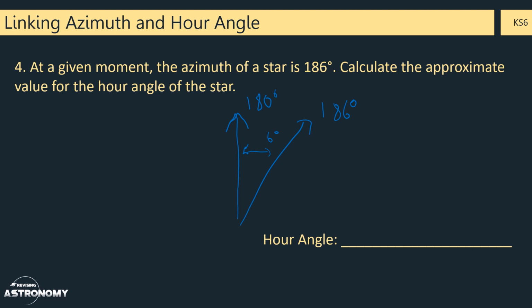So using what we've been using before, that 60 minutes is equivalent to 15 degrees. We want to work out what 6 degrees is. So how do we get from 15 to 6? We divide by 2.5. So we'll do the same on this side. 60 divided by 2.5 gives us 24. So we know that it is 24 minutes past the hour angle, and that will of course be positive because it is already past culmination.